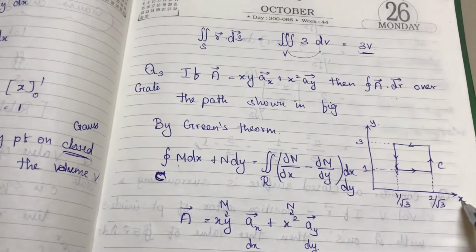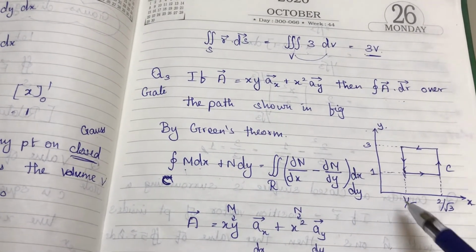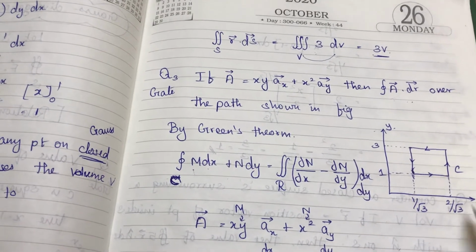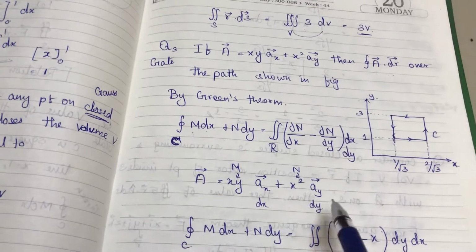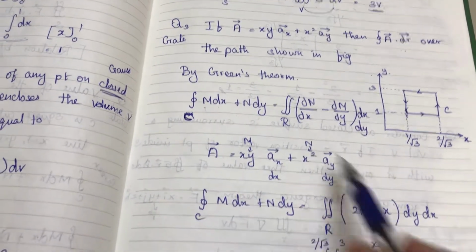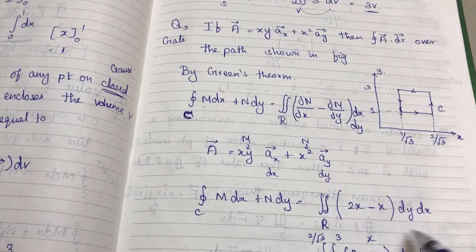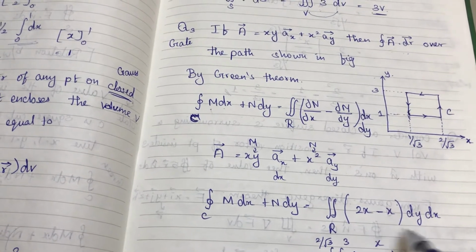So you can see here x limit is what? From this to this. 1 by root 3 to 2 by root 3. 1 to 3. Okay. So I am just making this. You can see here this is m and this is n. I am just substituting here. I will get this form, right?